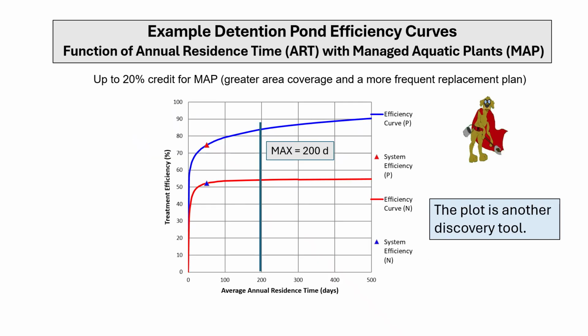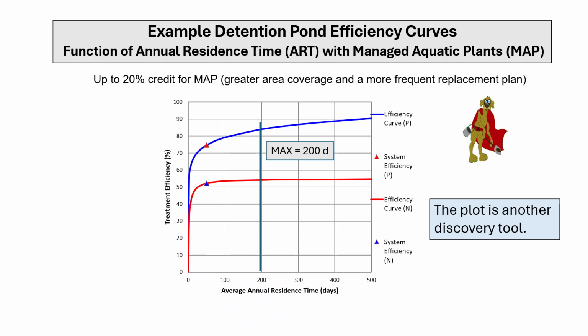This slide illustrates example efficiency curves for a detention pond, specifically showing how its performance functions in relation to the annual residence time, or ART. A key element here is the inclusion of managed aquatic plants, or MAP. You'll notice that you can receive up to a 20% credit for MAP, but this is contingent on having greater area coverage by the plants and a more frequent replacement plan. This immediately highlights the necessity of a robust maintenance program to ensure these plants contribute effectively to the pond's efficiency over time.